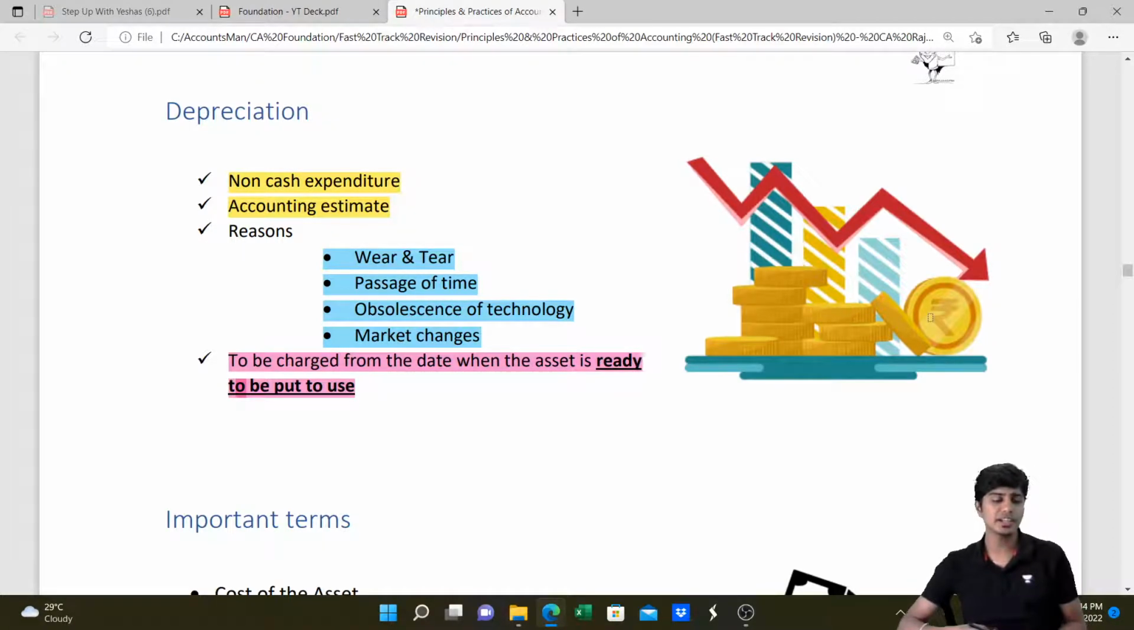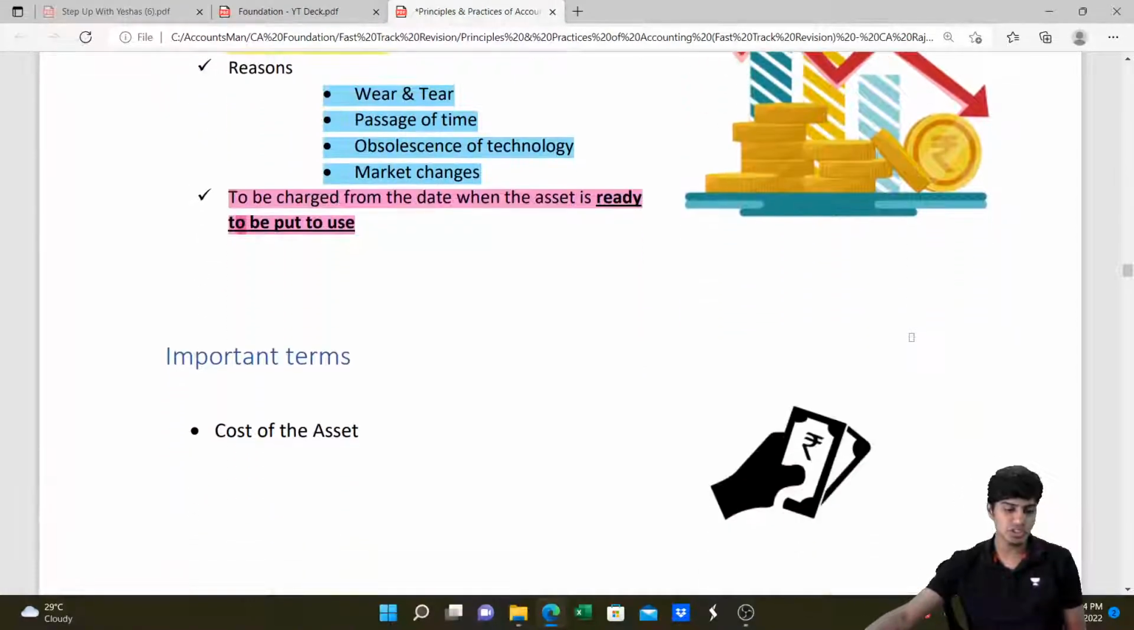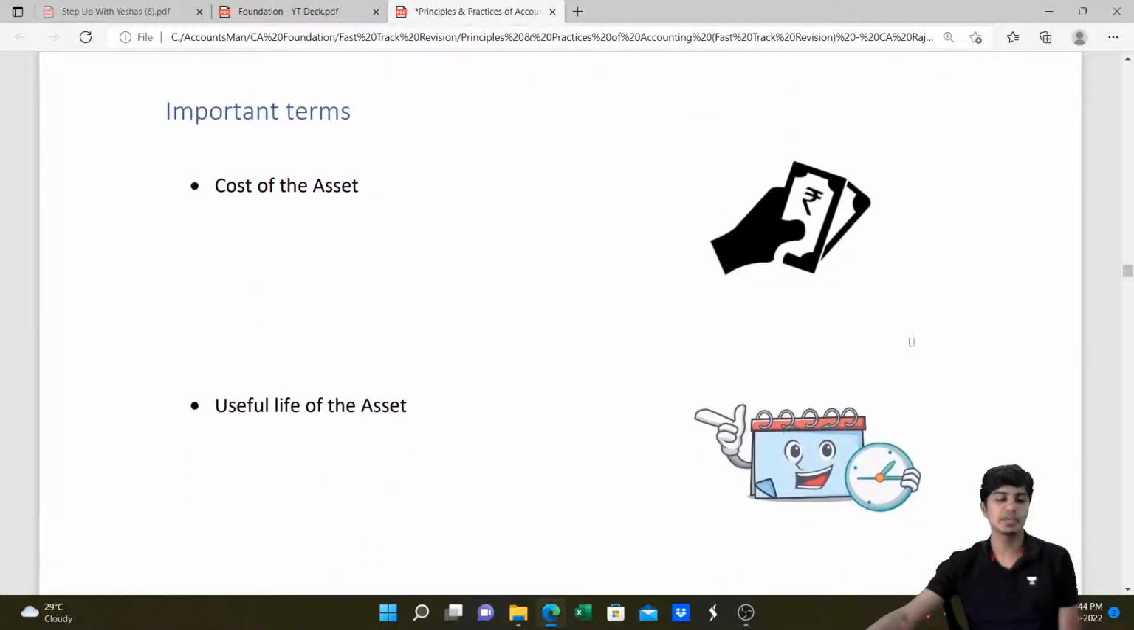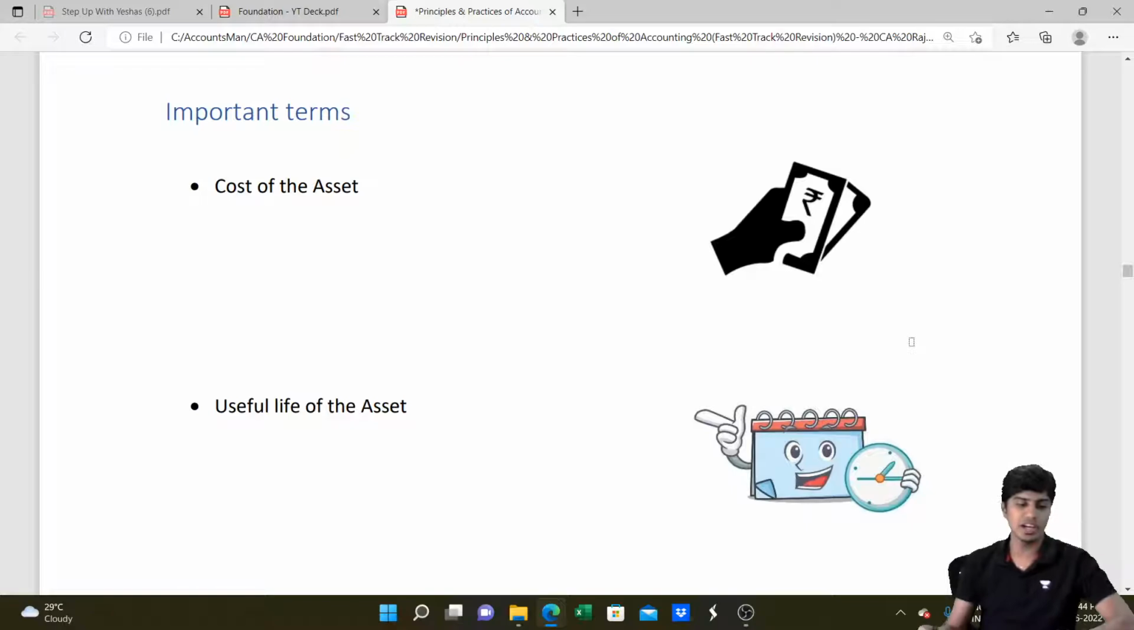There are a few important terms that you need to note in the topic of depreciation to go ahead and compute depreciation. The first of them is cost of the asset. So what does cost of the asset mean? In the previous video, in part 2 or lecture 2, we discussed how to arrive at the cost of inventory. The case is similar in order to arrive at the cost of a fixed asset, or cost of an asset.